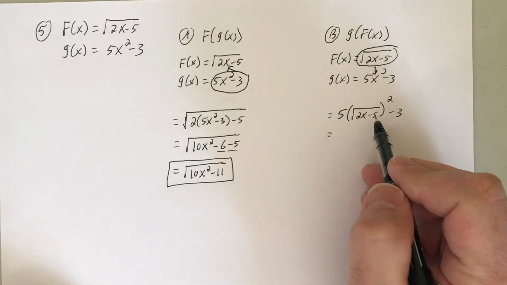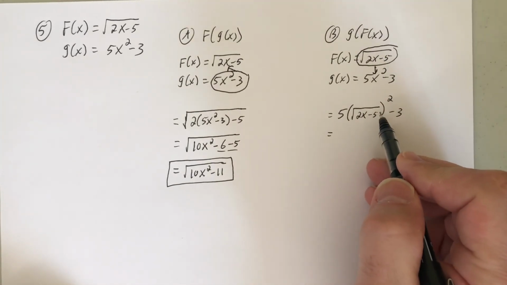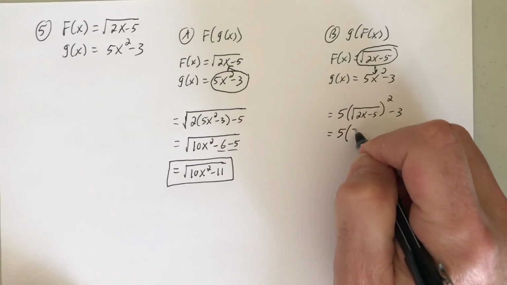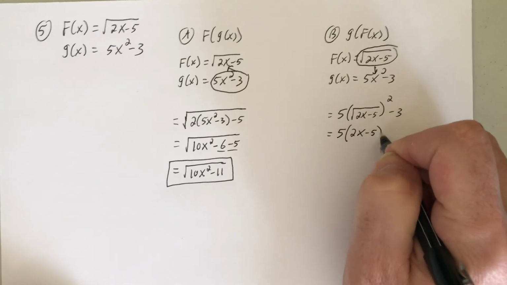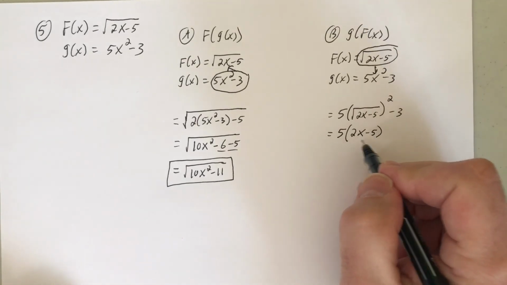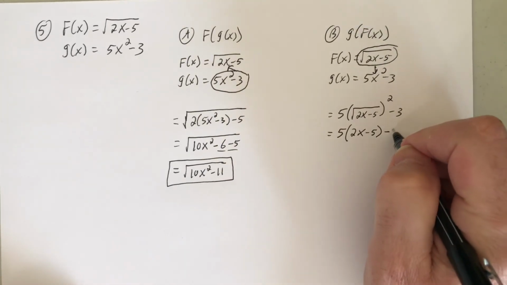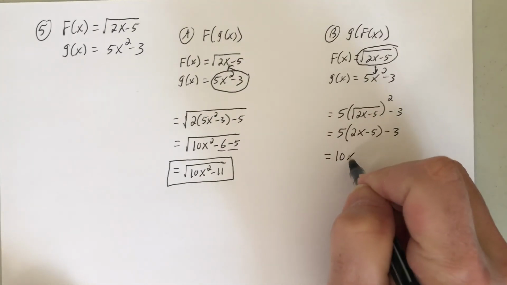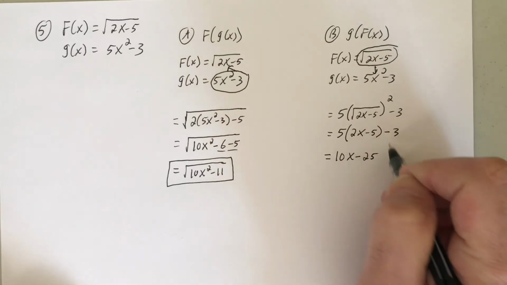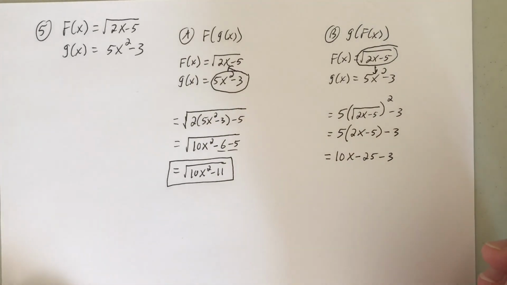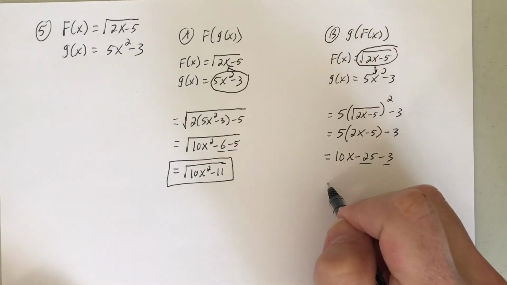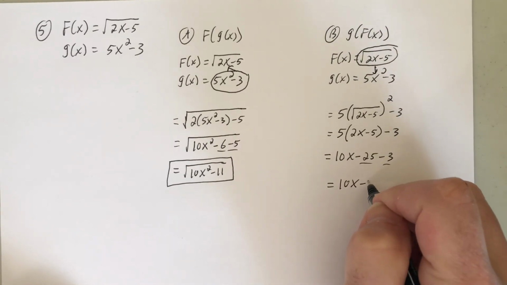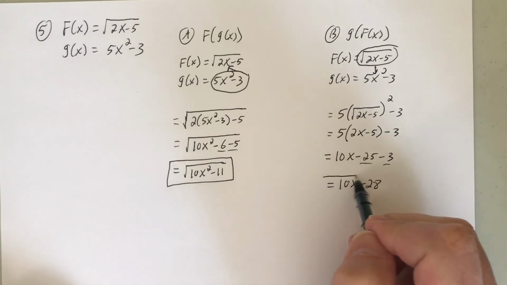So if you recall, if you square a square root, you're just going to get what's inside. So this is going to be 5 times 2x minus 5. Make sure you keep that parentheses there because you're going to have to distribute the 5. And then minus 3. So then that equals 10x minus 25, and then we still have the minus 3. Combine your like terms. So then that gives us 10x minus 28.